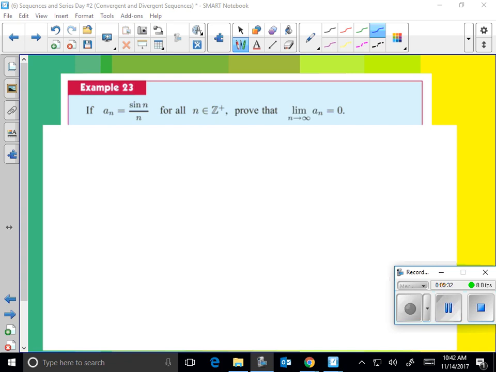So sine of n, we can't say it converges because it oscillates, but we do know that it's less than or equal to 1 and greater than or equal to negative 1. Okay, well, that's not what I have. I have sine of n over n. Well, here you go: just divide everything by n.